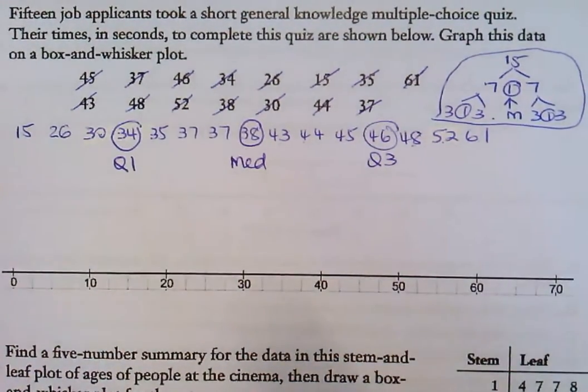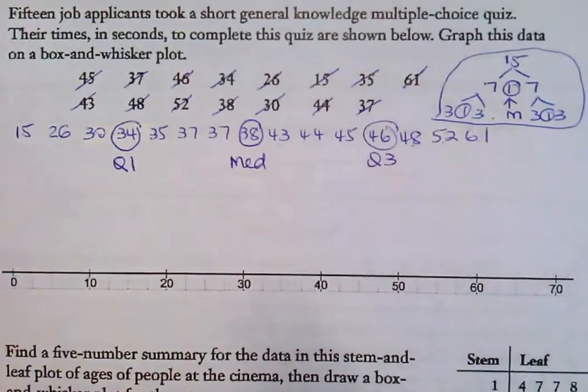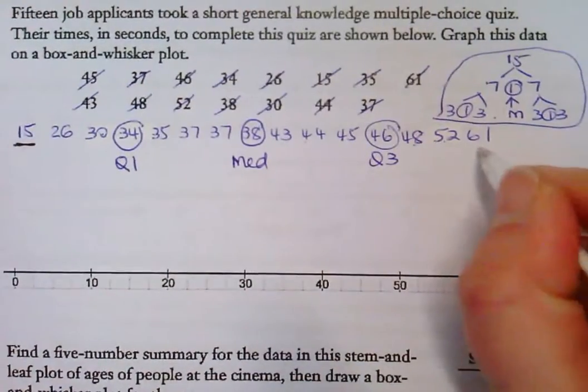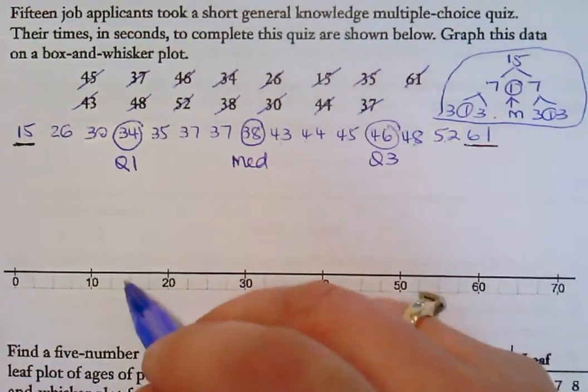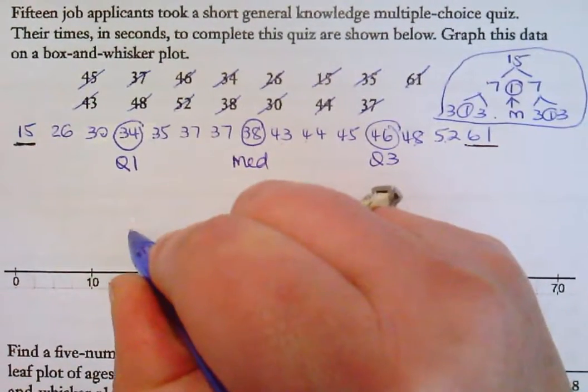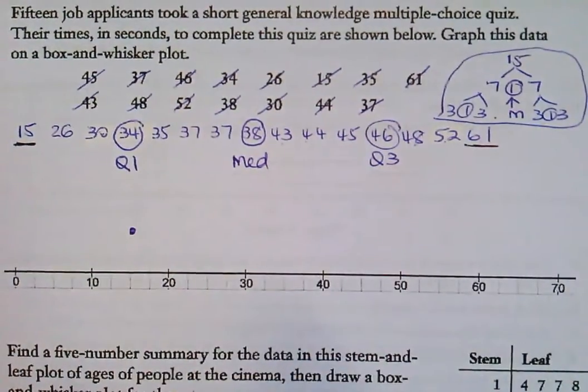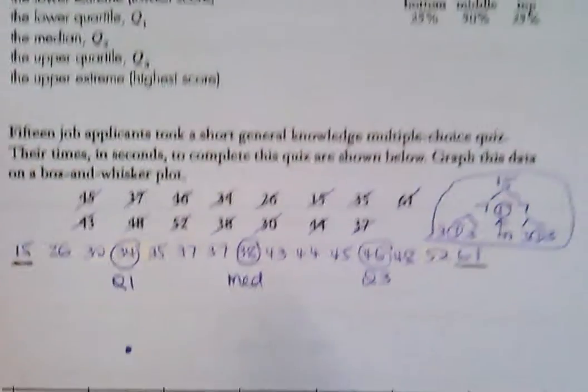So now we can draw our box and whisker plot. Okay, let's start. The lowest score, what's the lowest? So what I'm going to do, I'm going to write the 5 numbers, or I'm going to circle them. What's my lowest score? 15. And my highest score is 61. So we put a little dot here for the 15, my lowest score. All good?